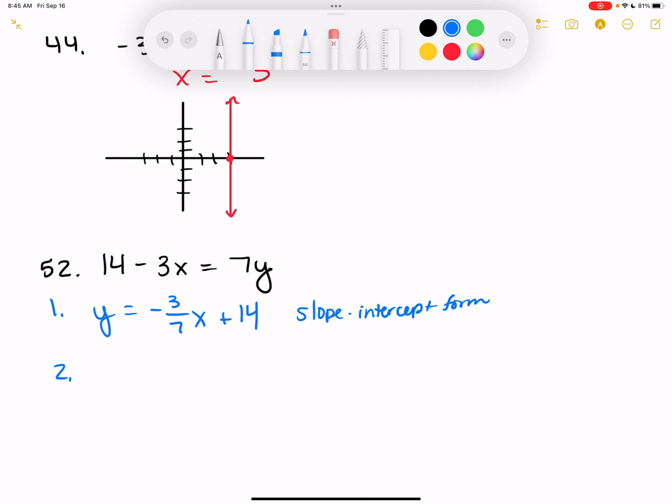Option 2 would be the cover-up method of swapping the 14 and the 7y. So I would have -3x minus 7y equals -14. Would it be for the first one, 2, because we're dividing by 7? Yes. Thank you.